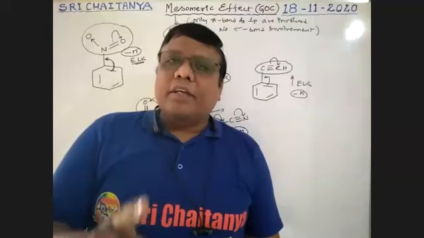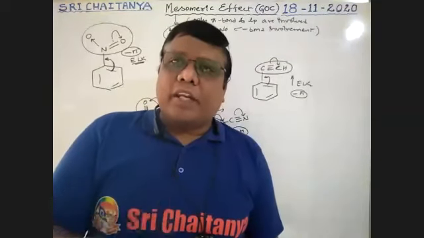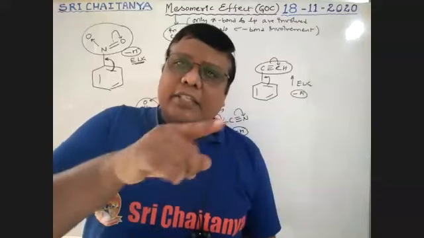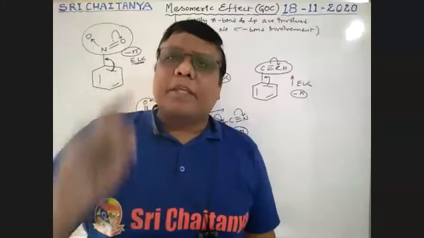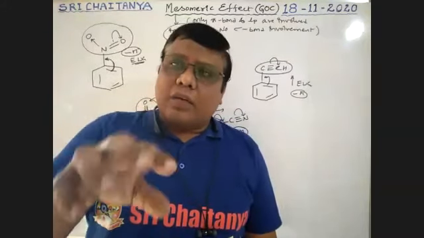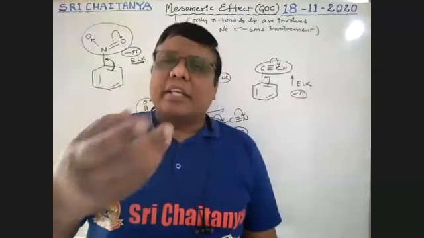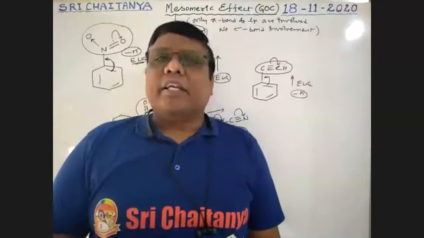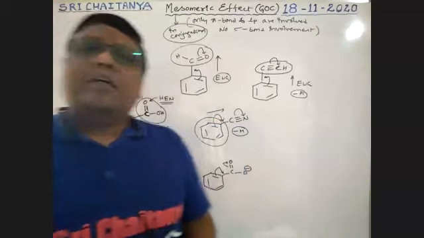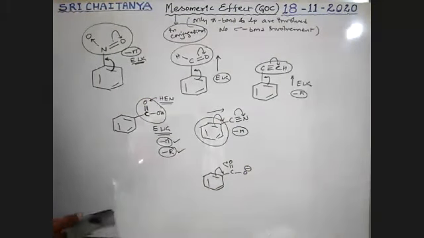Plus M means the atom directly attached to the benzene ring has at least one lone pair and donates the electron pair. That is plus M. Otherwise, that is taken as minus M. So there is no definition, boys. It is just information.